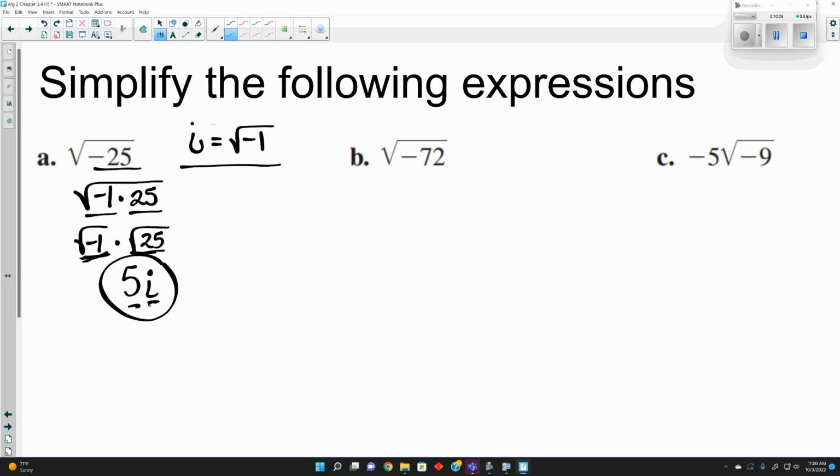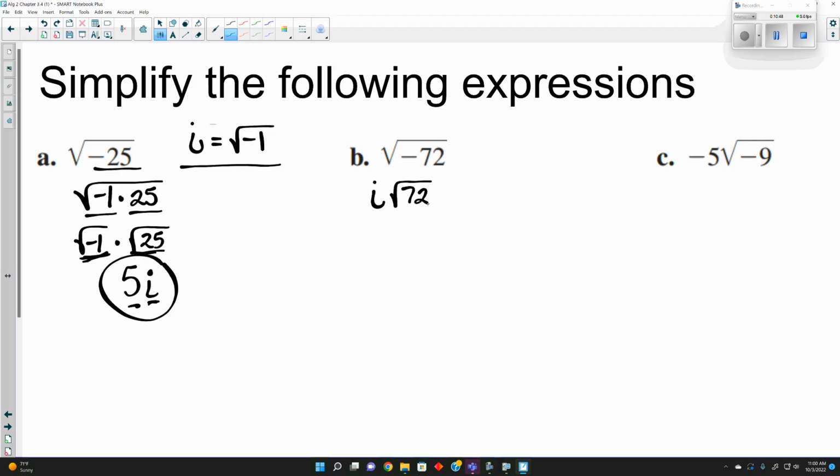Now for the next one, we have the square root of negative 72, yes? We can go through that same process we did with the first one. But what do we know? That negative is going to come out as i. So really what we have here is i times the square root of 72.